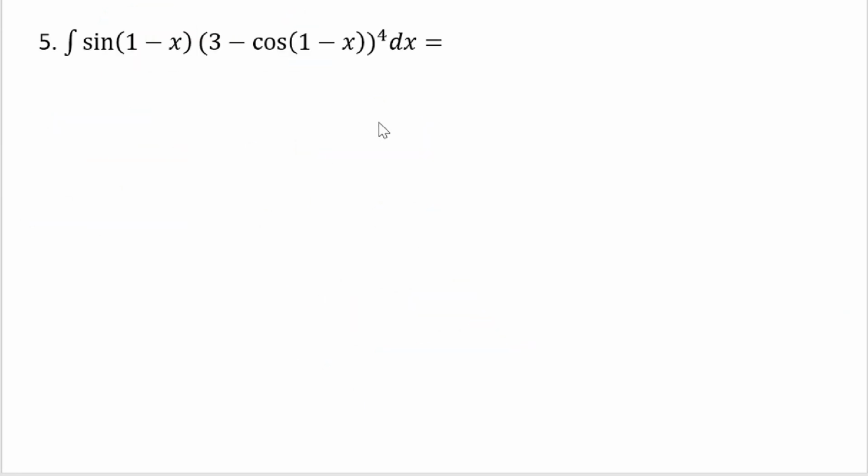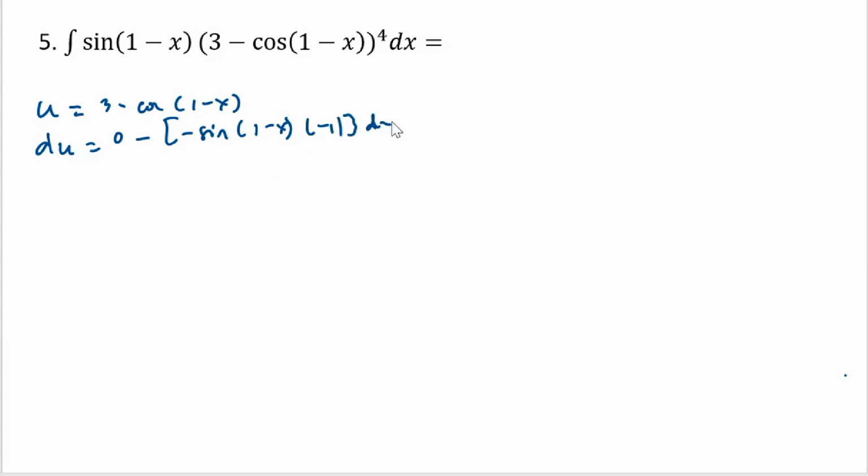plus a constant. Number 5 is the integral of sine of (1 minus x) times the quantity (3 minus cosine of (1 minus x)) raised to 4 dx. So our u here is equal to 3 minus cosine of (1 minus x), and then du is equal to the derivative of 3, which is 0, minus the derivative of cosine, which is negative sine of (1 minus x), and the derivative of 1 minus x is negative 1, dx. Simplifying that, we now have negative sine of (1 minus x) times negative 1.